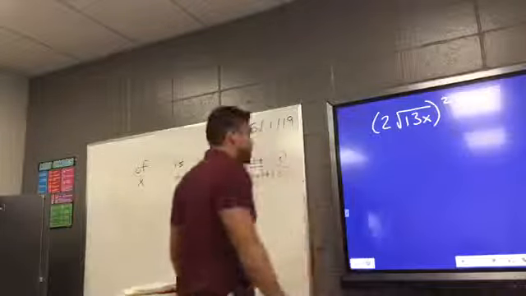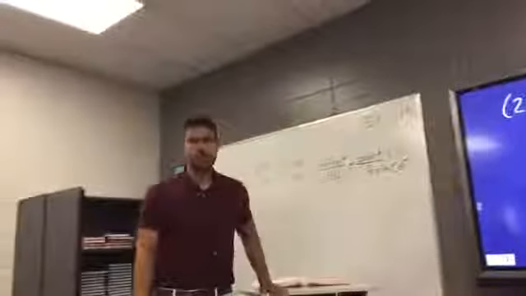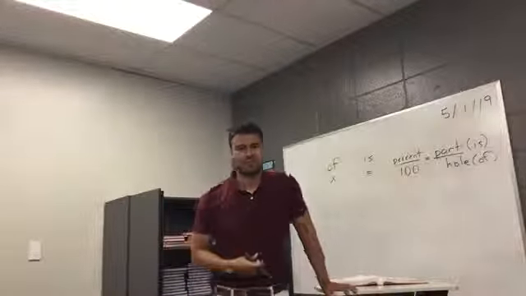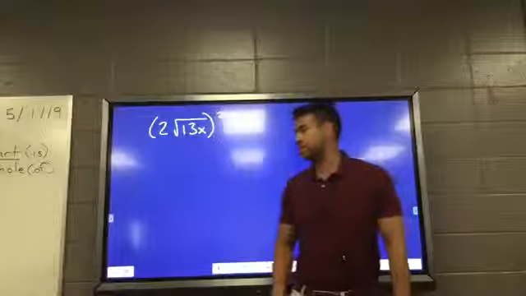So you have 2 times the square root of 13x, all of that squared. What does that mean? You're going to write it twice there.